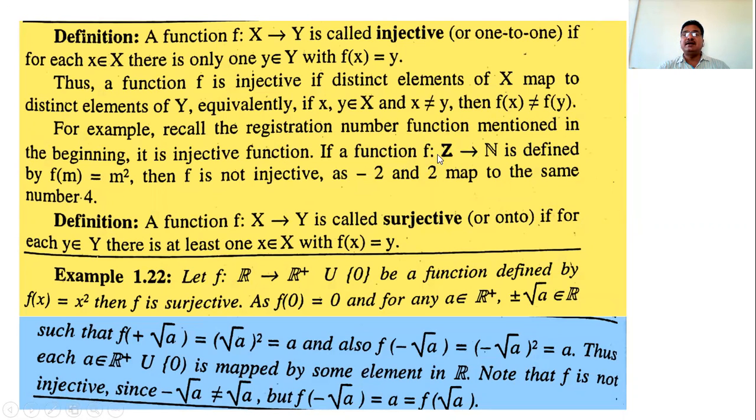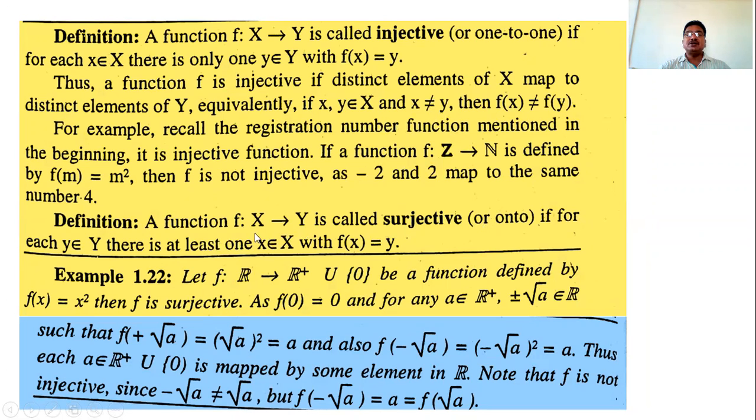That is, the set Z contains 0, 1, -1, 2, -2, 3, -3. If you consider -2 and 2, the images of -2 and +2 are both the same, that is 4, and therefore this function is also not injective from Z to N. So when the function is injective, different elements have different images. The next definition is surjective, or onto function.